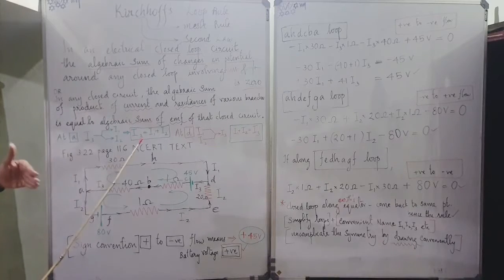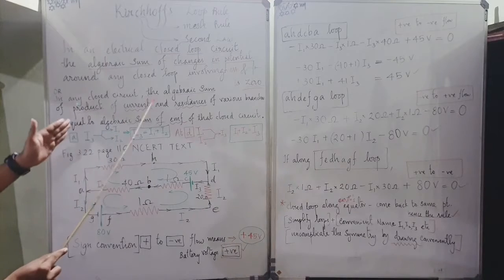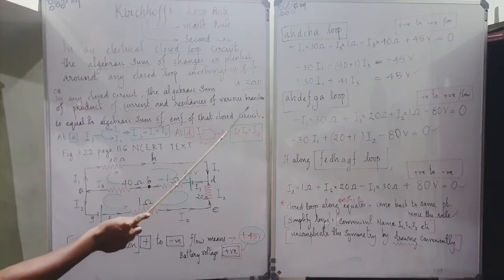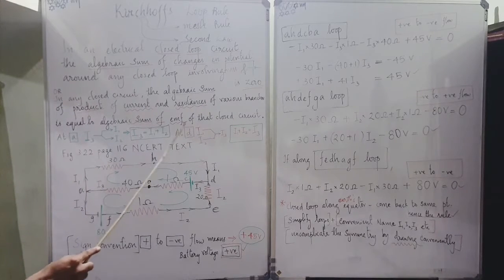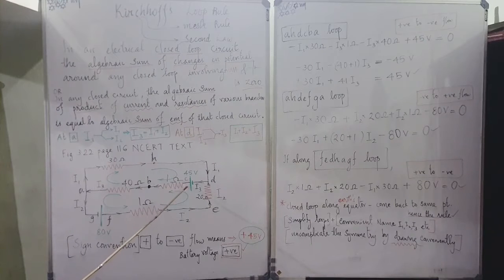Or the definition can be said otherwise: in any closed circuit, the algebraic sum of the products of current and resistance for the various branches, 1, 2, 3, is equal to the algebraic sum of the EMF of that closed circuit. Whatever circuit we take, there will be an EMF provider. That means the EMF of that circuit, which is provided by the cell.